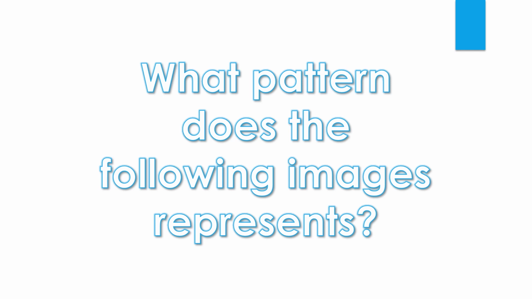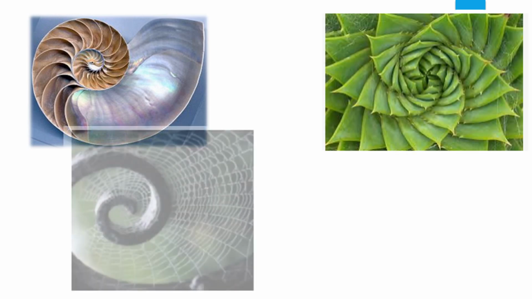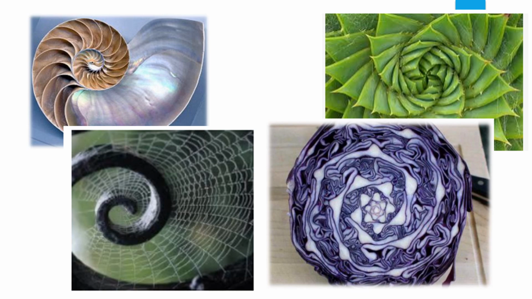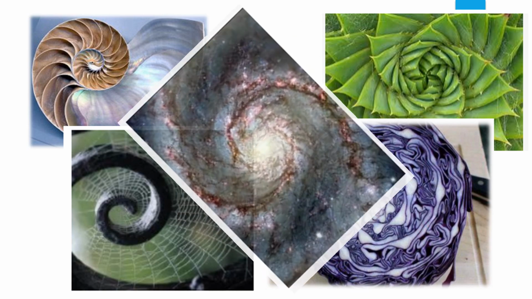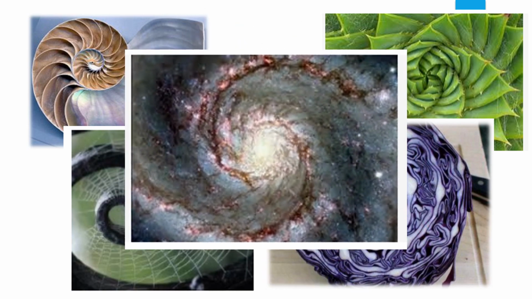Okay, as continuation, I want you to identify what kind of pattern the following images represent. So here are those images. Our first image was this one. Next is this one. Next, the fourth image, and then the last image. What is something in common to those five images? What can you see? What pattern do they have?